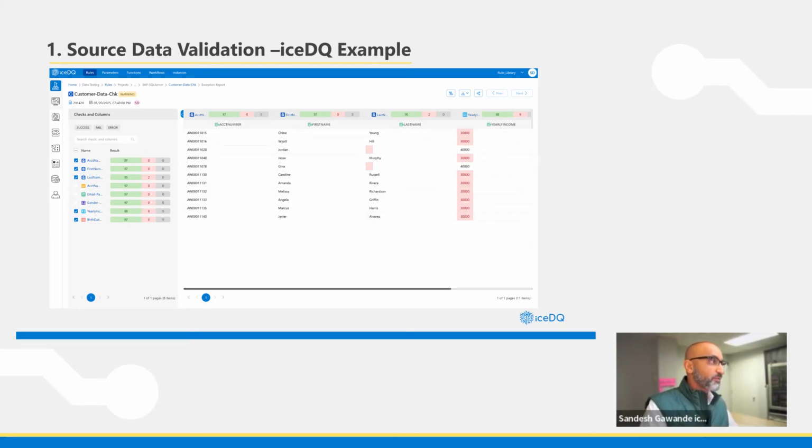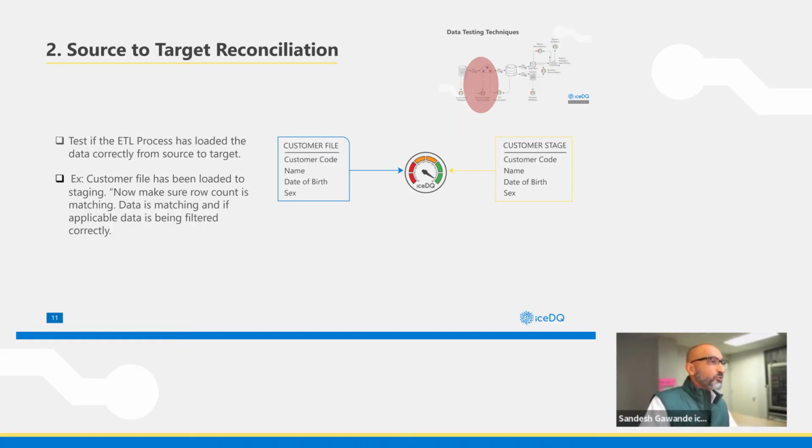Let's go to the next level, the source to target reconciliation. Again, we take the same customer file, and now this is the file that got loaded into the staging area, but I need to make sure the customer code matches, the name matches, the date of birth matches, the sex matches, right? And how do we do this?